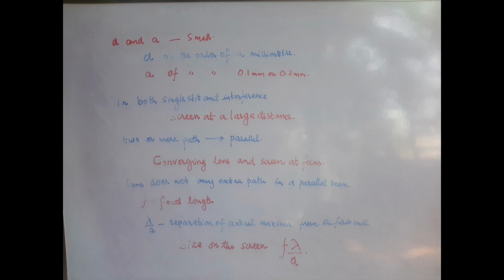This arrangement is used because the intensity would not be high if the screen is far away. If f is the focal length, you know that at lambda by a we have a central maximum, so the size on the screen when we use a lens is f times lambda by a. That is the difference.